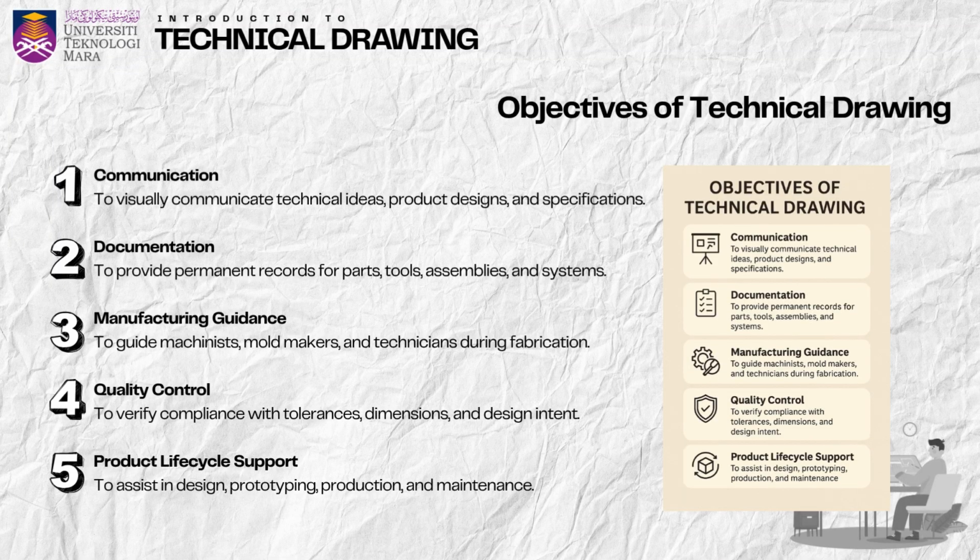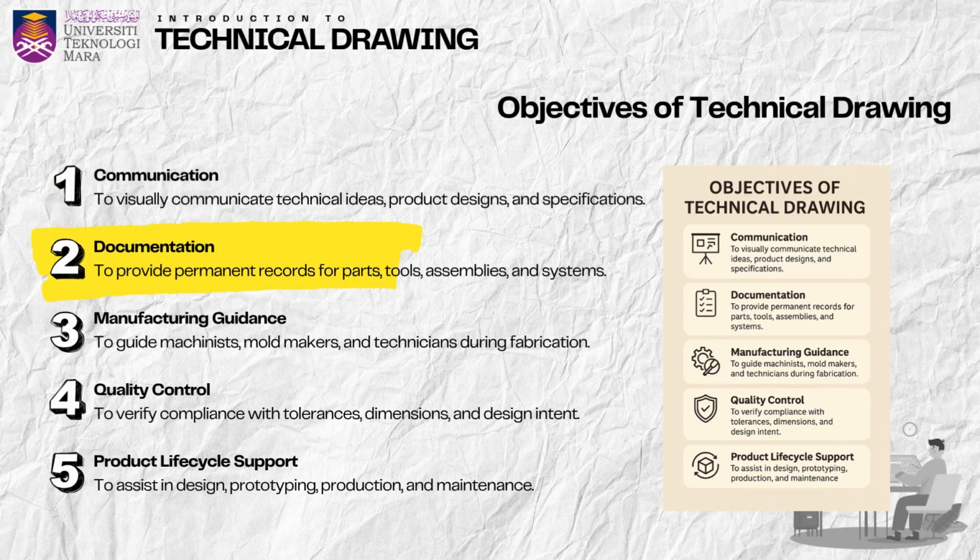Now that we've explored what technical drawing is, let's take a closer look at its main objectives, or in other words, why we use it in the first place. One of the primary purposes of technical drawing is communication. It allows engineers, designers, and manufacturers to visually convey technical ideas, product designs, and detailed specifications. Unlike written descriptions, which can be interpreted differently by different people, technical drawings use standardized symbols, lines, and dimensions to ensure everyone involved in the project shares the same understanding of the design.